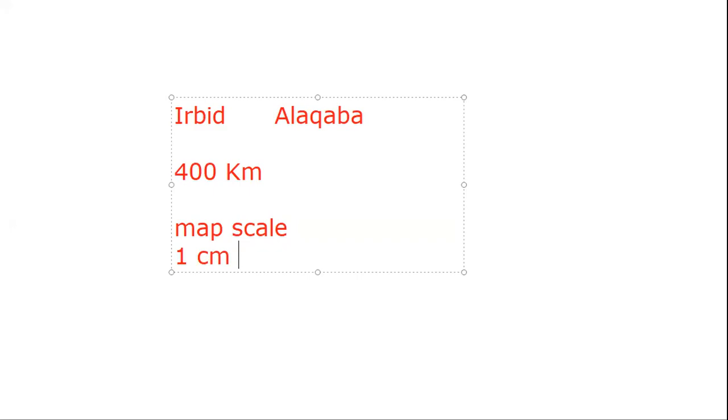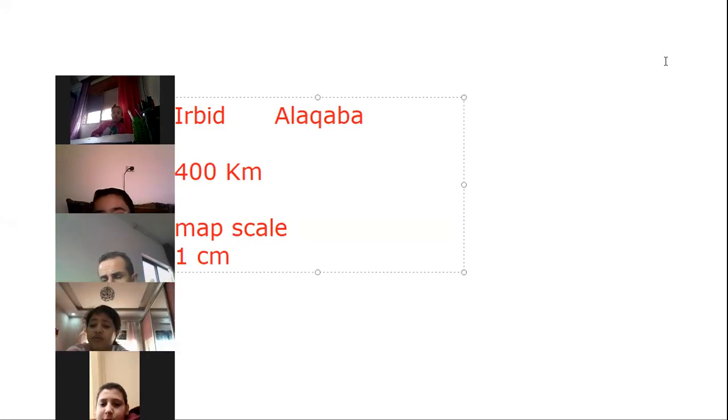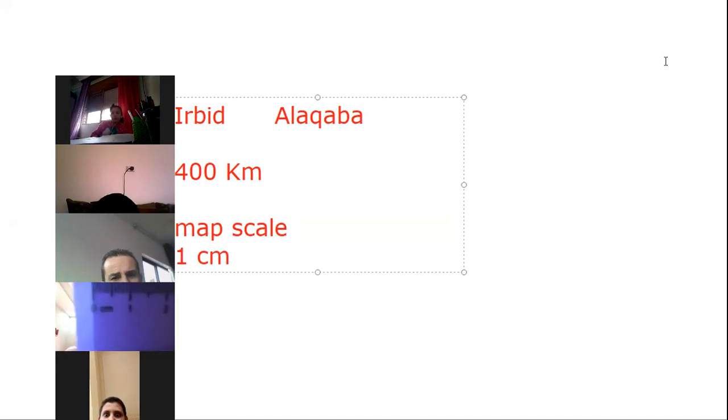Tala, can you see me? Look here. This is a ruler. Look here. Zero cm, centimeter. Cm means centimeter.